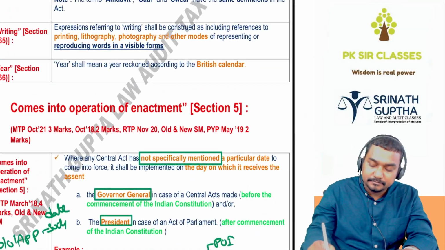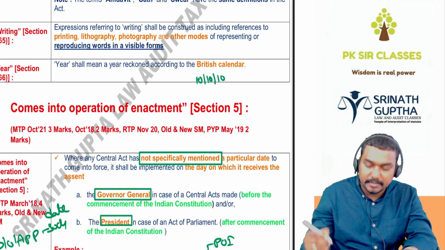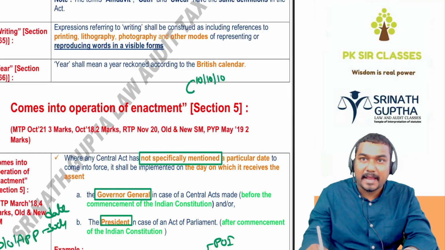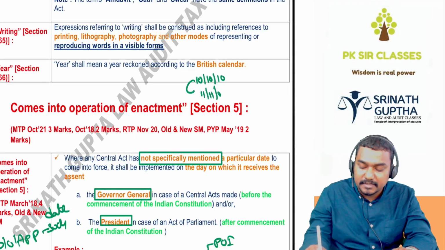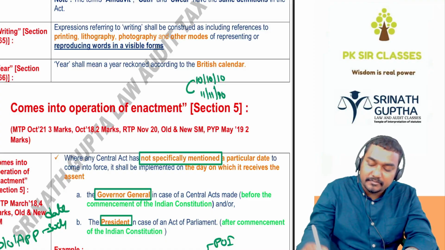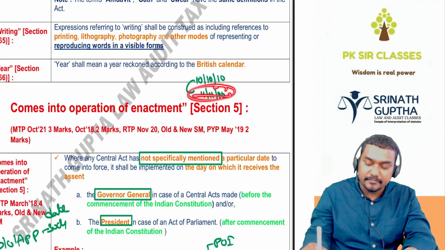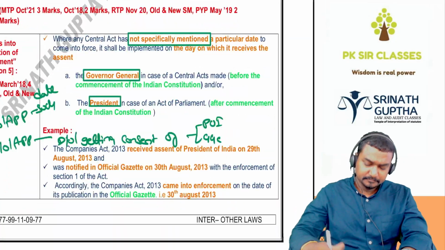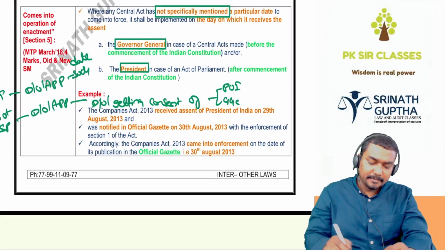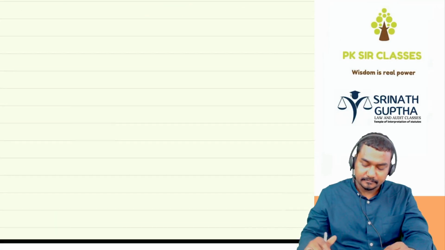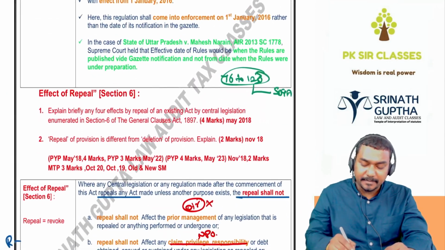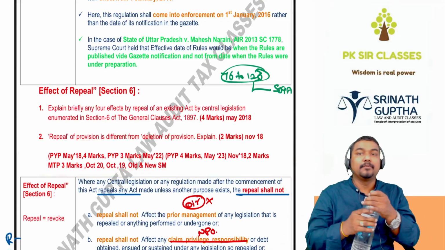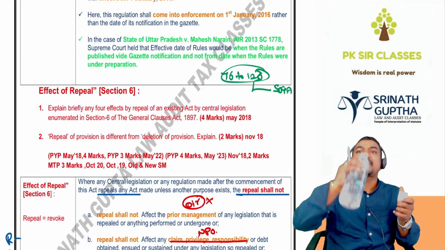When an act is passed in the parliament on 10/10/2010, but the act specifically notifies we want to apply this act from 11/11/2010, the act is deemed to be commencing from this date only. If this date is not specified, the act is deemed to be commencing from 10/10/2010. This came in the exam. Next, effect of the repeal, very important. Repeal means remove or revoke.